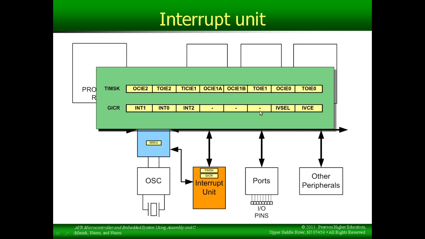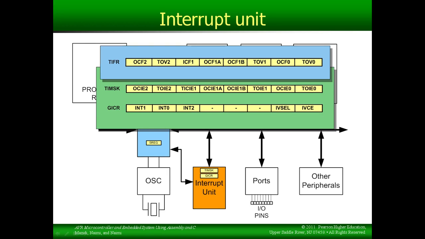And these have to be set to 1 in order for the microcontroller to handle interrupts from those sources. Whenever an interrupt request is generated, that means that a specific bit has been set. It's called an interrupt flag. So for example, we have here in the ATmega32 the timer interrupt flag register. This is where all the flags are stored for the different timers.